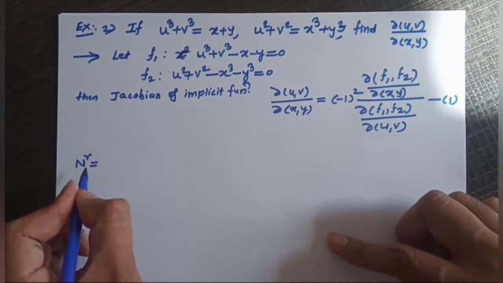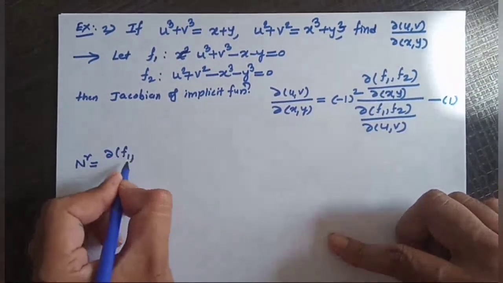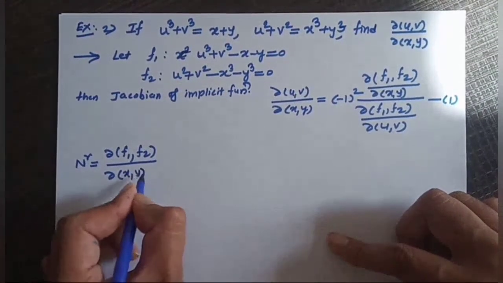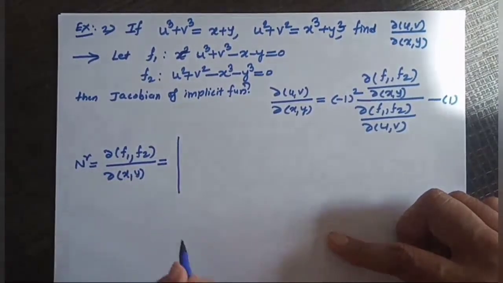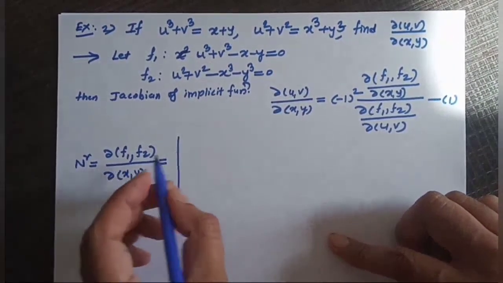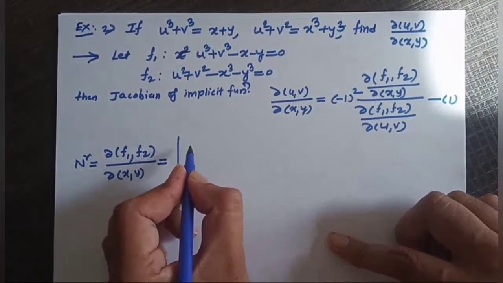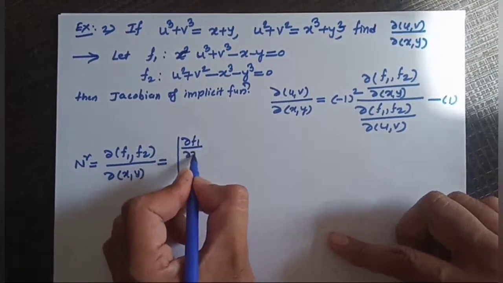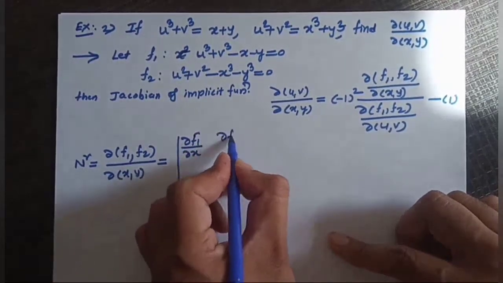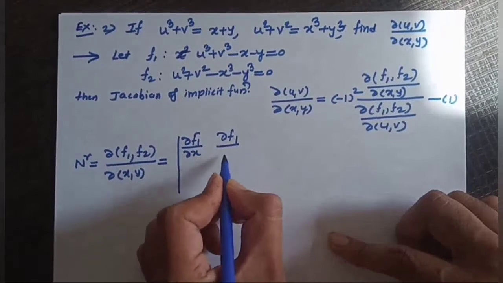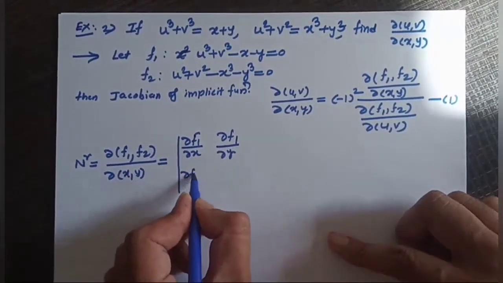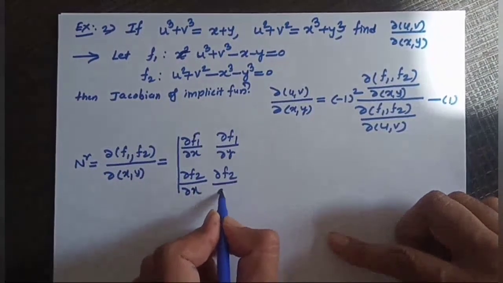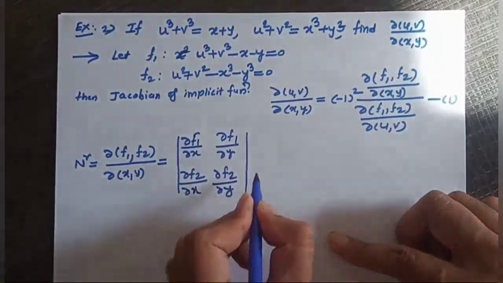Now the numerator. What is the numerator? The Jacobian of f1, f2 with respect to xy. It is a determinant. What is the first row? The derivative of f1 with respect to x, then f1 with respect to y; the second row is f2 with respect to x, f2 with respect to y.